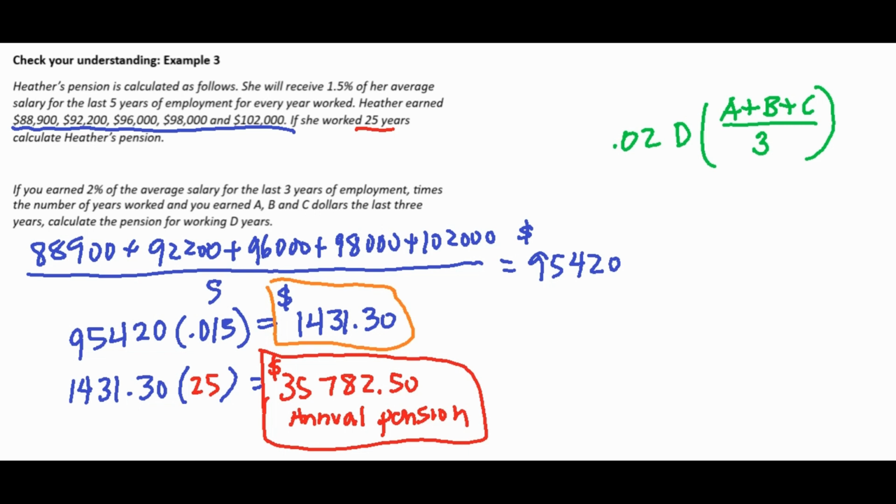So we find the average of the salaries, whatever that is, we multiply it by the 2%, the 0.02, and then we multiply that amount by the number of years worked, which is essentially what we did in the problem above. We found the average first. Once we take the average, we multiply it by the percentage that we earn, and then whatever that weekly amount is, we multiply it by the number of years worked.